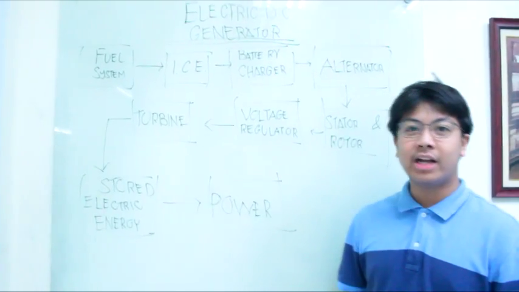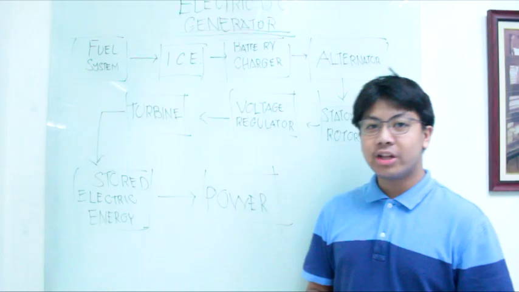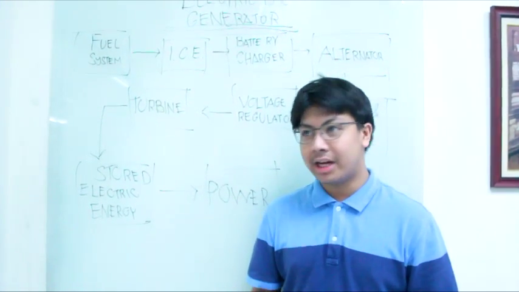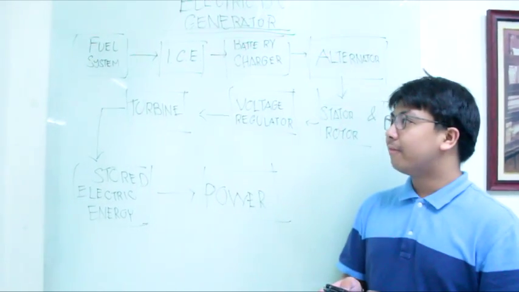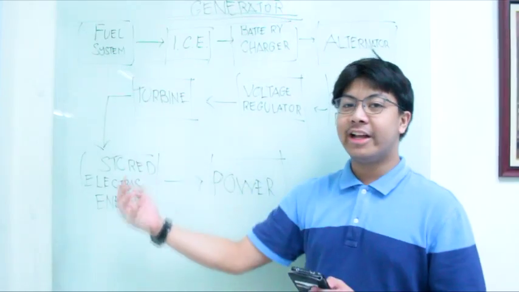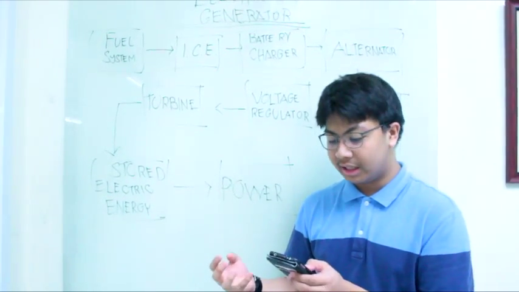Okay, hi. We're here to discuss how an electric DC generator works, where we're going to discuss the process, the hazards, and the mitigating measures. First things first, we're going to talk about the fuel system. Every generator needs a fuel system where it can process and produce electricity.